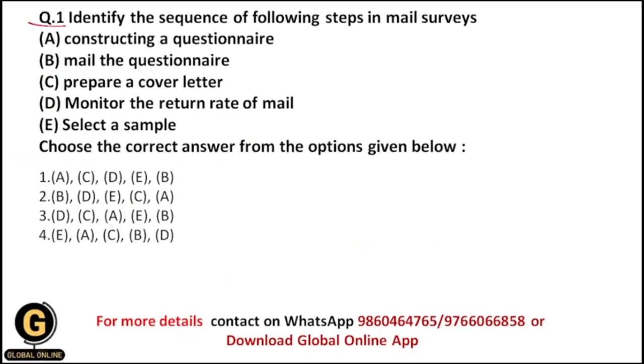Next question is, identify the sequence of following steps in mail surveys. So basically you have been given here 5 steps of mail surveys, and we are going to follow them or write these steps in a sequential manner. Okay, so what are basically mail surveys? So in mail surveys, the survey is administered through mail. So basically we are going to ask questions to our respondents through the mail. Okay, and that's why there are a lot of procedures in that.